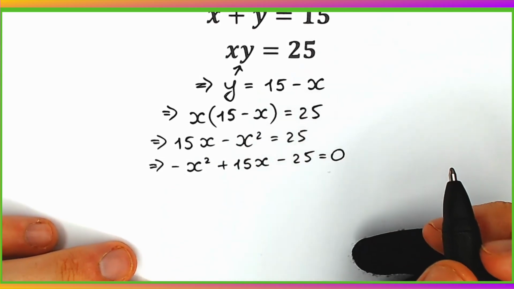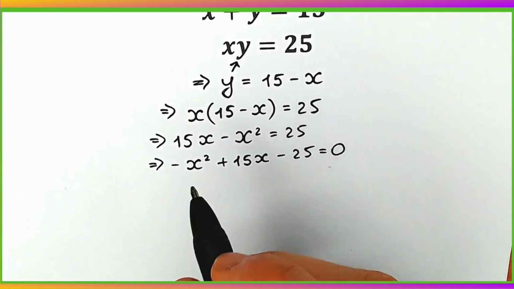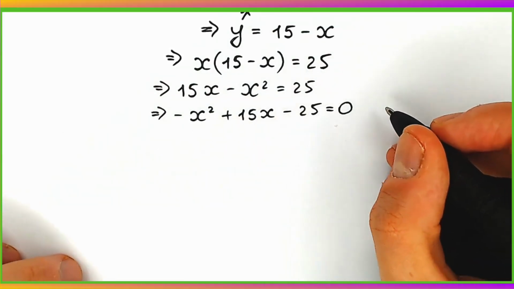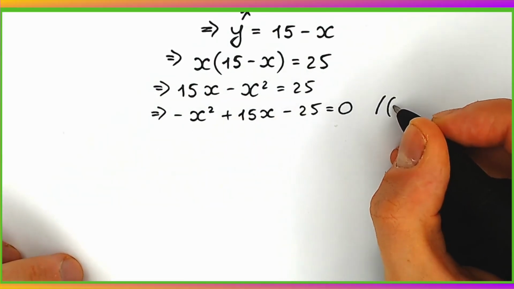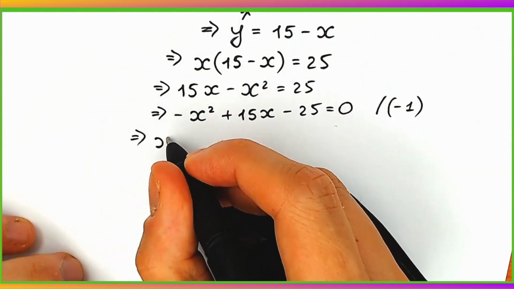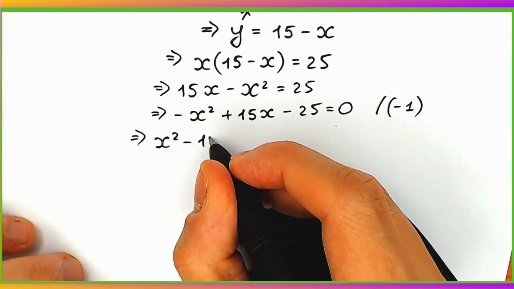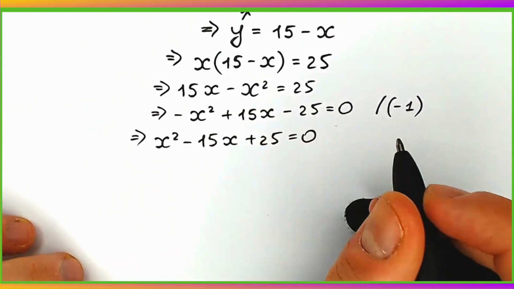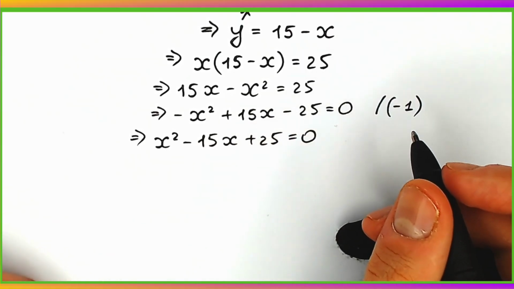And the final really tricky moment: because we don't like this negative sign in the beginning, let's multiply both sides by minus 1. Okay, let's do it. Our final quadratic equation is x squared minus 15x plus 25 equal to 0. So this is our quadratic equation, and right now let's solve it.